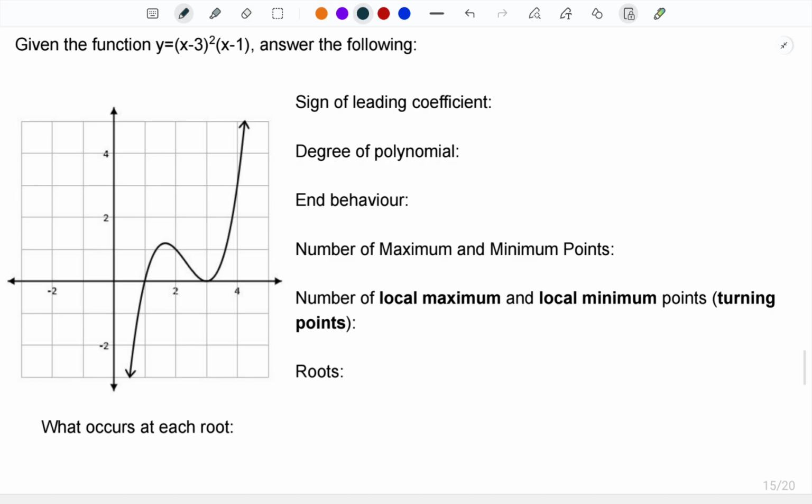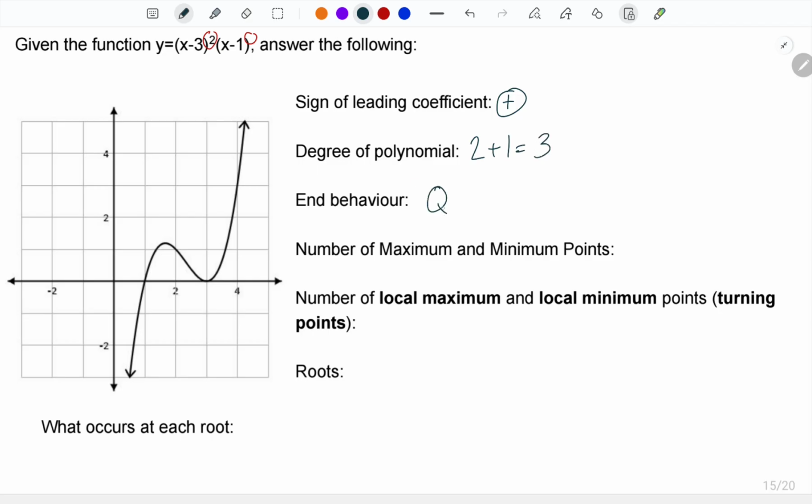So we have a sign of leading coefficient. What's out in front? Well, it's just positive. The polynomial is, so adding the exponents of the factors, what you'll see now is you have a 2 on the x minus 3 and a 1 for the x minus 1 part. So it's 2 plus 1, which is equal to 3.